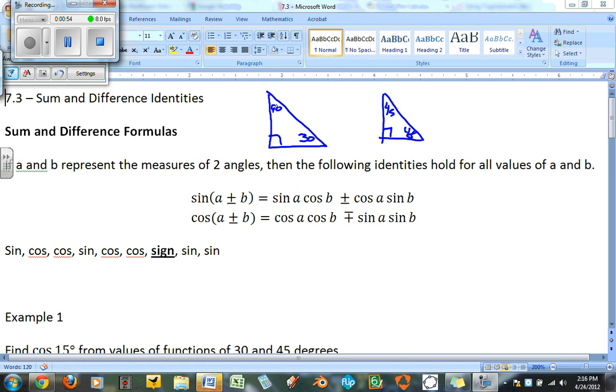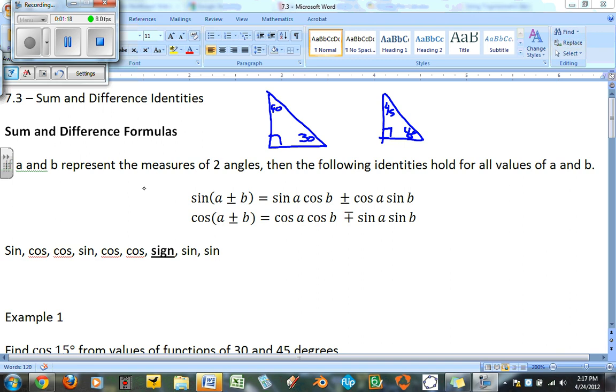So we could find the sine of 15 or the cosine of 15, or if you add these, we could find the sine of 145 and all that stuff. Any common angles that we know, even like 135 plus 45 or 210 plus 45, stuff like that. We can find all those angles using our sum and difference formulas.